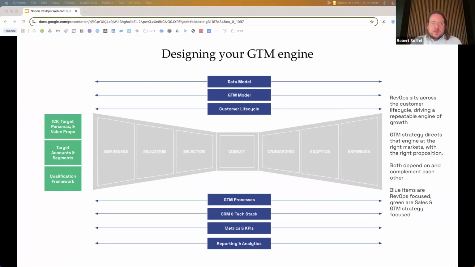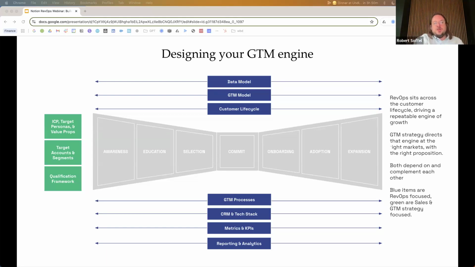But what I wanted to call out here is that I've put a sort of RevOps overlay across this. On the left-hand side, you see the green boxes, which are ICP, target personas, target accounts, target segments, and then the qualification framework you use to qualify against those things. The way I classify those green boxes is how you orient your go-to-market. Where should sales go? Where should marketing go? How should SDRs be thinking about creating their list? And so on and so forth.